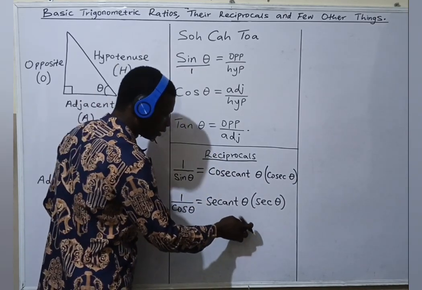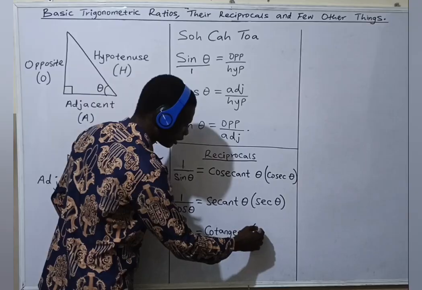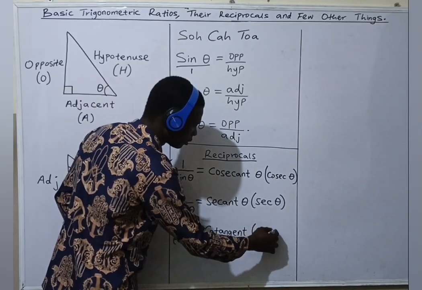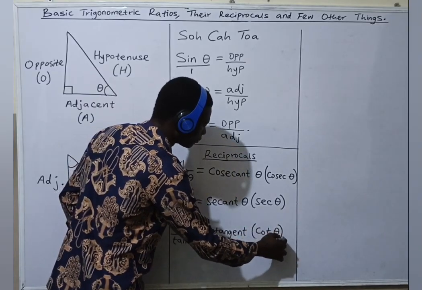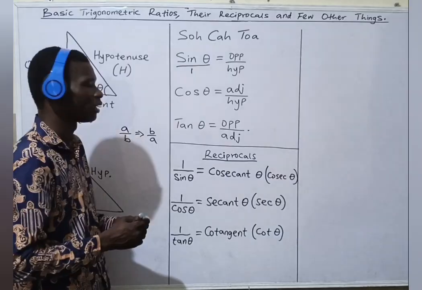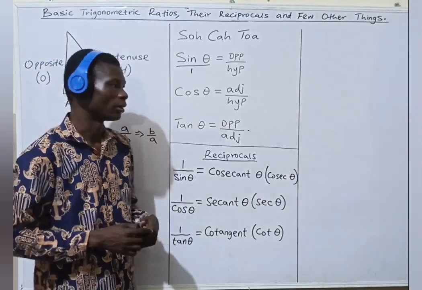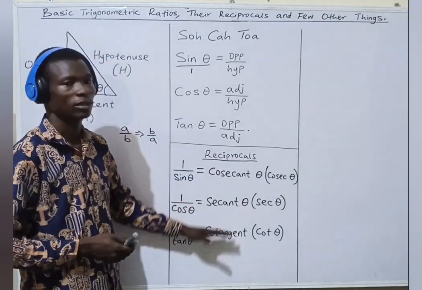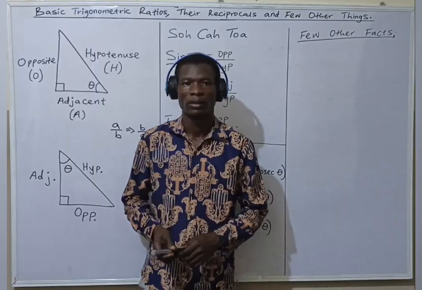Cotangent theta is shortened as cot theta. So that's the concept of reciprocals.